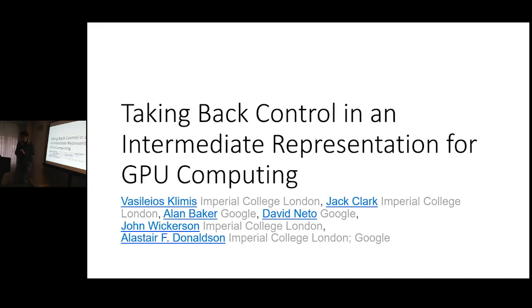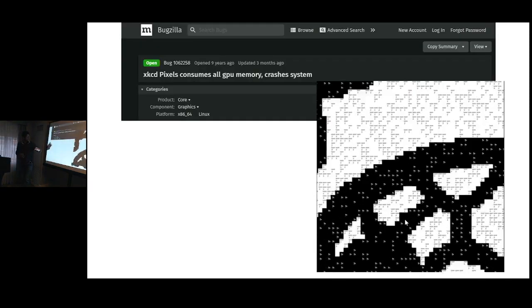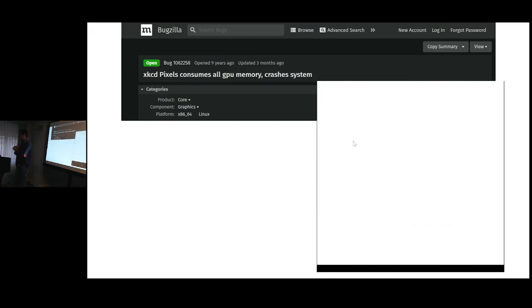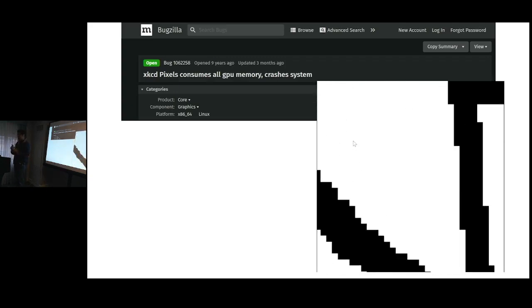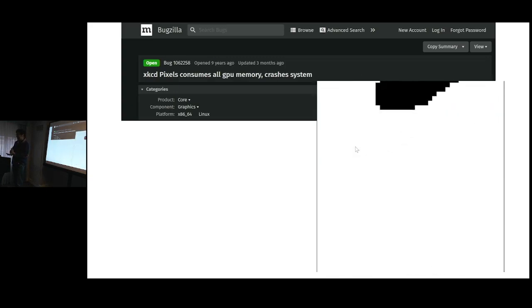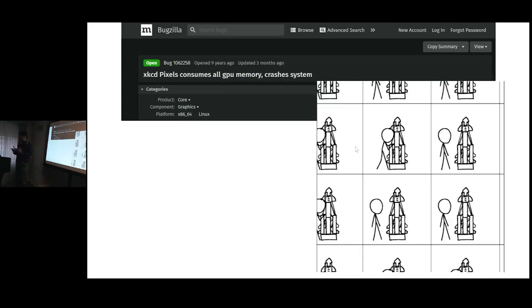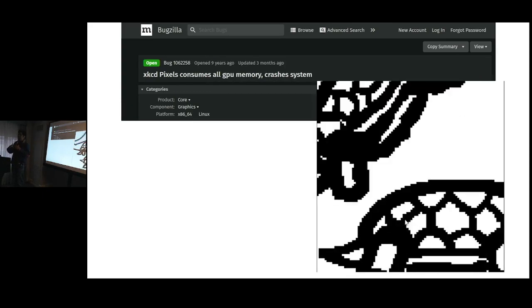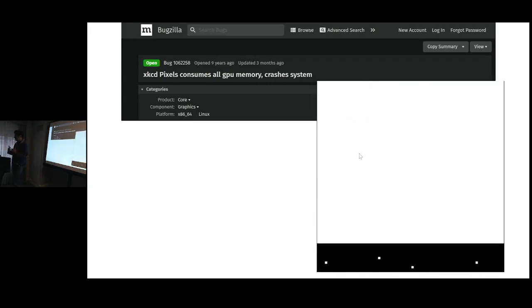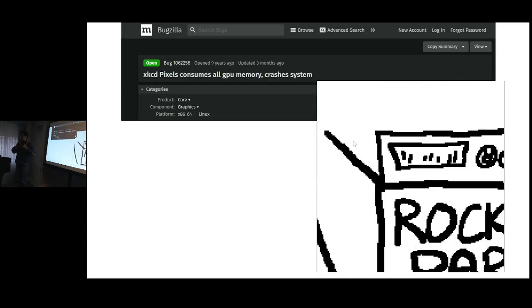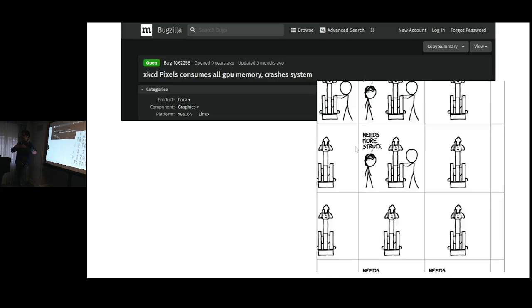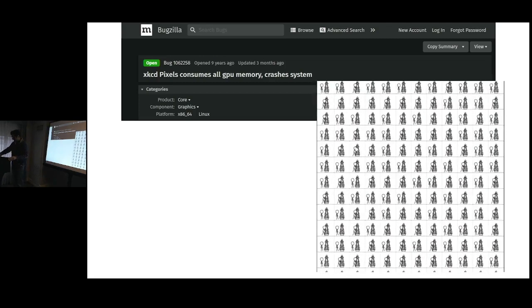And so the final paper in the set is Taking Back Control in an Intermediate Representation for GPU Computing. I couldn't find an XKCD, but this is an XKCD that apparently makes GPUs crash, at least it did at one point. So this is a really great example of PL research making rapid impact on languages that everyone uses. This paper is about SPIR-V, which is an intermediate language that you can think of as analogous to LLVM, but for GPU programming. SPIR-V is the IR to which a lot of higher level languages compile, and SPIR-V is then compiled down to various GPUs by various vendors.